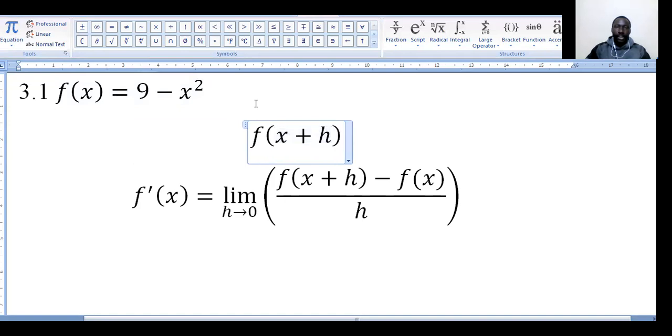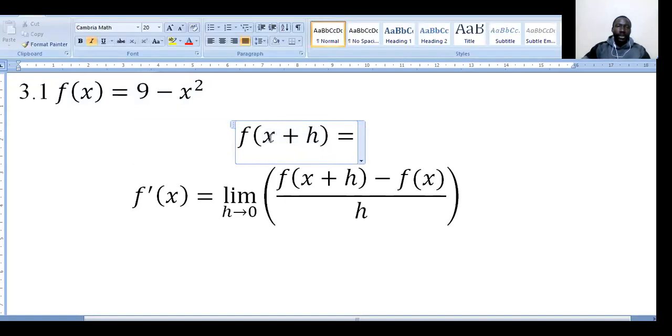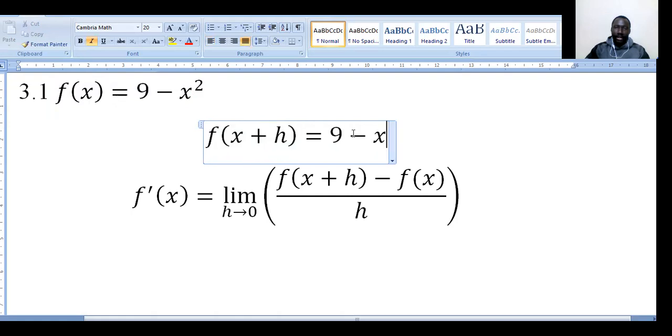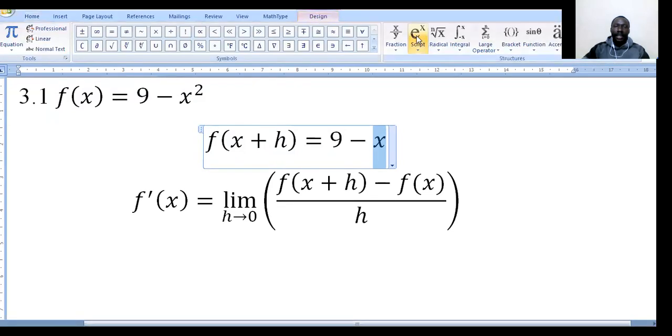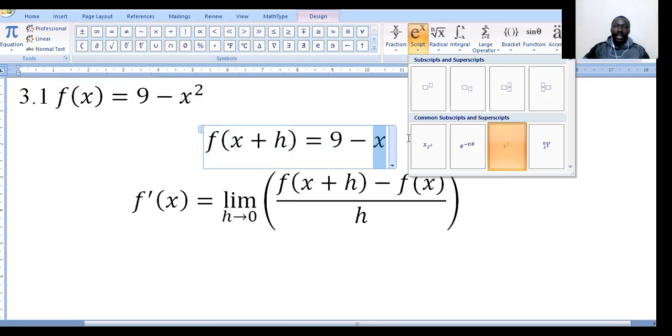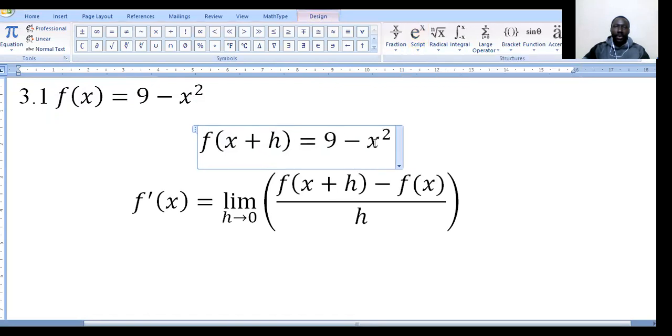F of x plus h equals. So as I indicated, we use this very same expression, only that where there is x, we now substitute x plus h, okay? So when we do that, we will be having 9 minus, initially, 9 minus x squared. That is what we would be having initially. But now notice that instead of having x, we have to substitute x plus h for x.